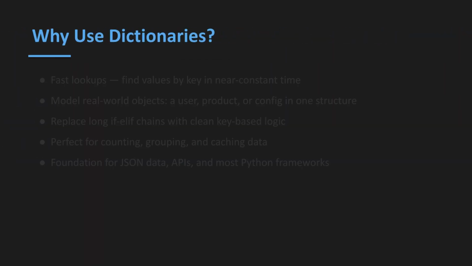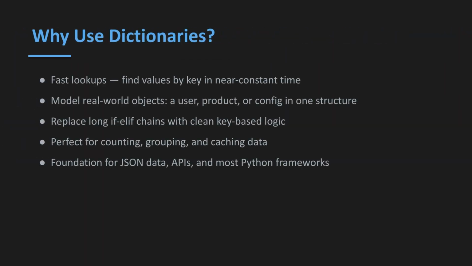Why use dictionaries? They offer fast lookups, allowing you to find values in near constant time. They're great for modeling real-world objects and replacing complex if-elif chains. Dictionaries are also crucial for counting, grouping, caching data, and form the foundation for JSON data and APIs.